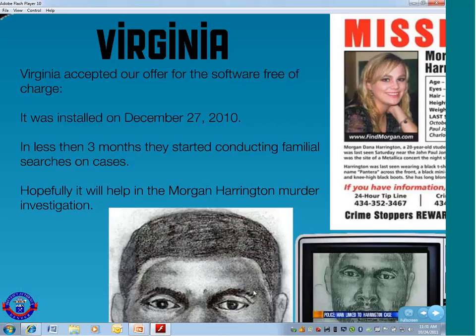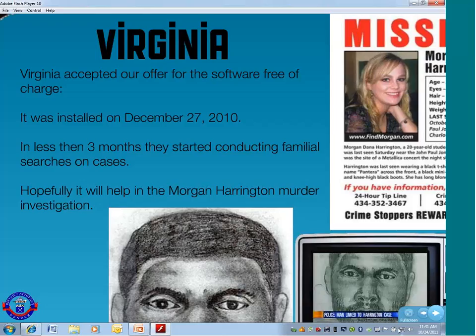They accepted our software on December 27, 2010. Less than 3 months later, they validated it for working on cases, and also came up with a state policy to allow them to do it.